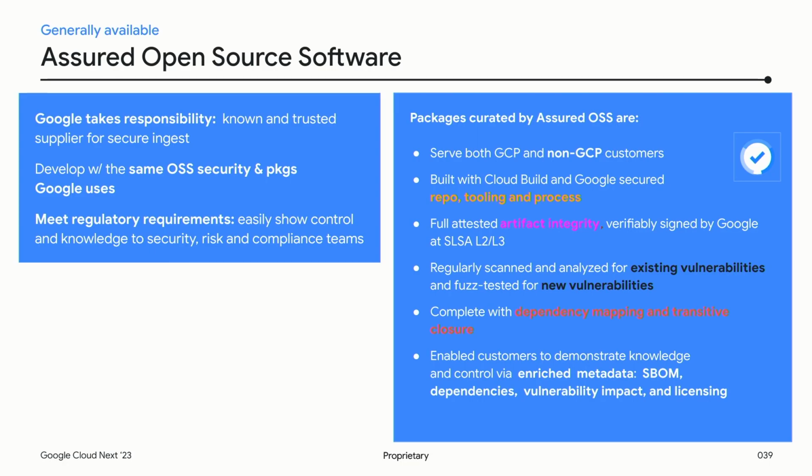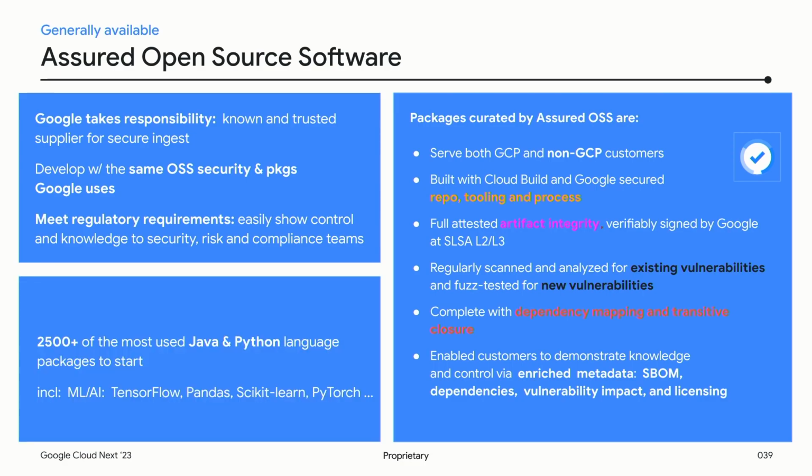So not only are we building from source for the primary, we're building from source for the dependency, and we're building from source the transitive dependencies. And as we talked about, in addition to being able to be secure, you need to be able to demonstrate to internal, external, security people, risk people, auditors, the level of your security. So we provide enriched metadata that's signed, again, so that's tamper evidence, SBOM data, the dependency data, the vulnerability impact in VEX, and licensing. So today, we have 2,500 of the most popular Java and Python packages available.